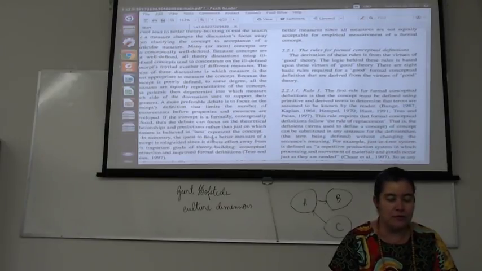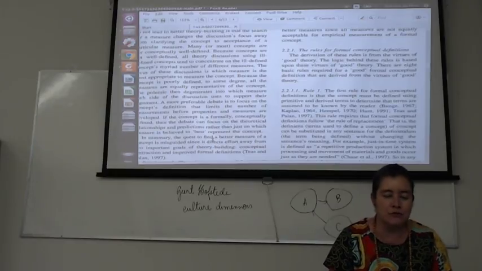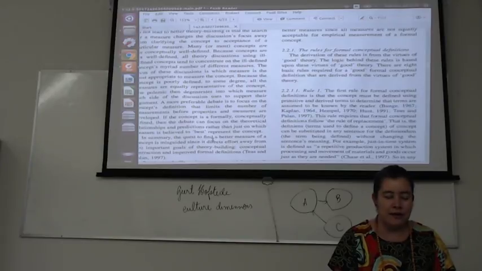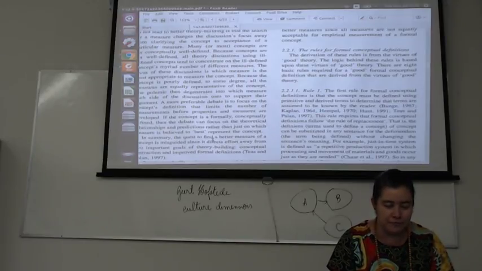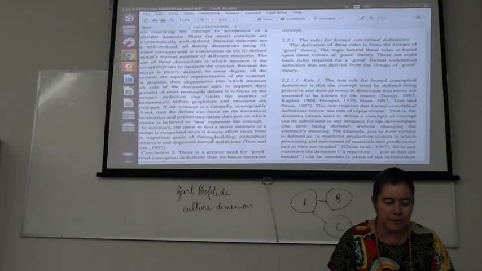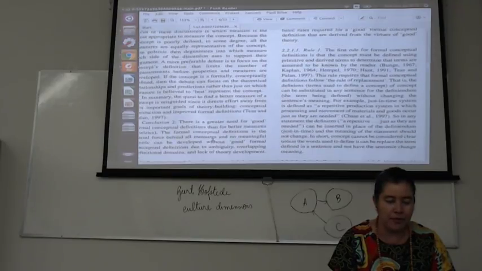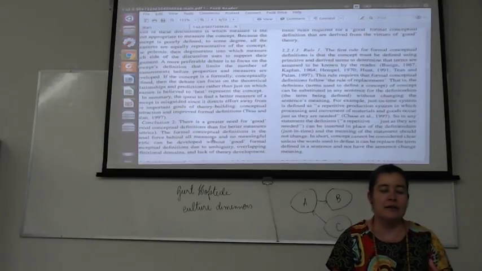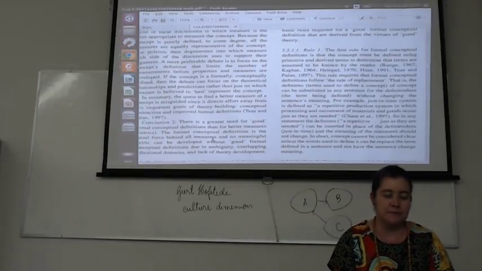So the author also gives advice on how to write a good conceptual definition. You have to be as clear as possible and as simple as possible. There are terms that are going to be primitive, just like a dogma, and some terms that are going to be derived from these primitive terms.